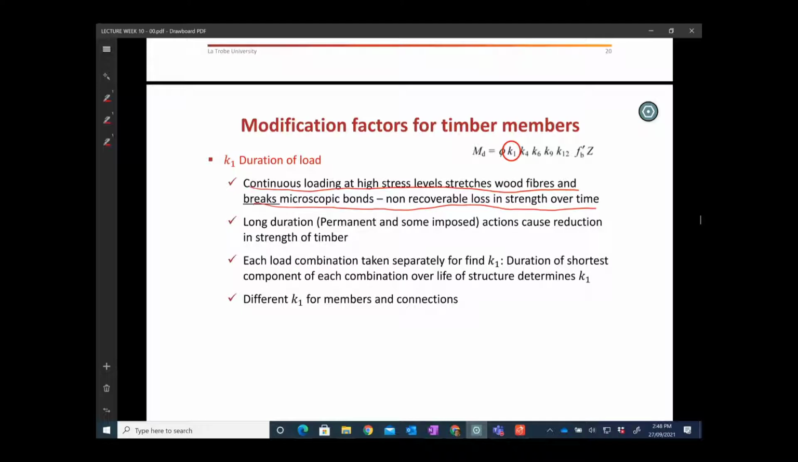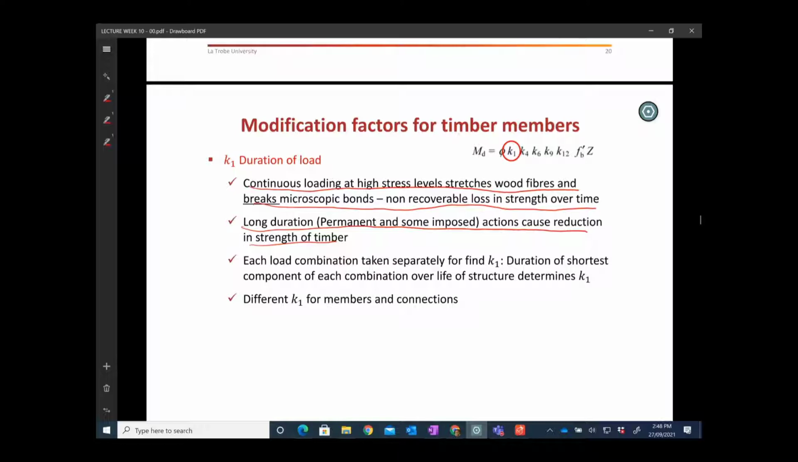When they stretch out, when you load it continuously, it will break in a way that is non-recoverable. They will not be joined again. So in that case, your bending strength will reduce over time. Long duration, permanent, and imposed actions cause the reduction in the strength of a timber beam. That's what I meant: you have a dead load coming onto the timber beam that you can't avoid. It is there for a longer period of time, a constant load over time.